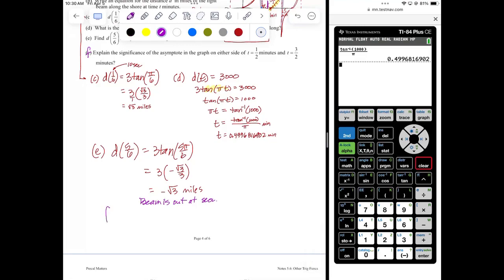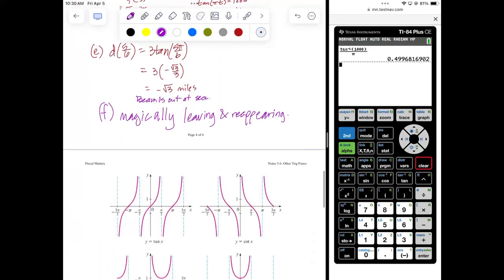I'll just say F is magically leaving. I didn't say I was going to write it out, but I am. Magically leaving and reappearing. Okay. Now, when we say magically, we mean math magically, don't we? Math magically. All right, so here's your summary.